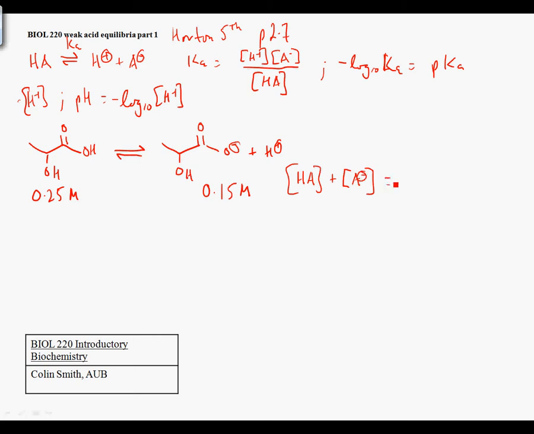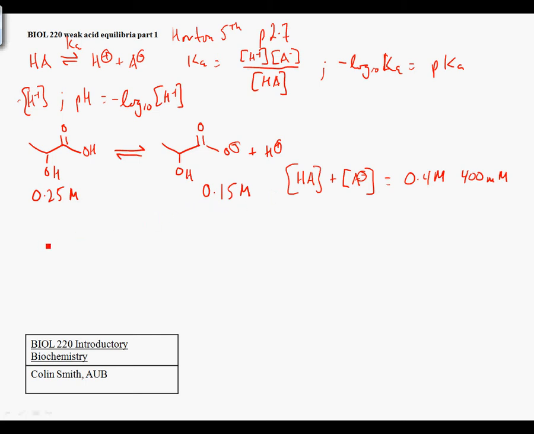And in that case, that's easy. 0.25 plus 0.15, that's equal to 0.4 molar. So 400 millimolar. So it's a 400 millimolar lactic acid buffer. And someone might also say it's a 400 millimolar lactate buffer. There's a variety of ways to say it. It means the same thing. I would tend to say a 400 millimolar lactate buffer.